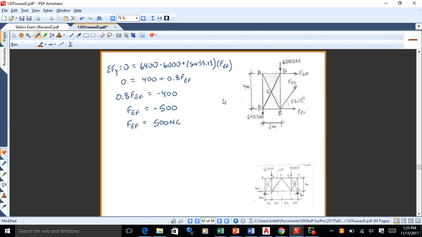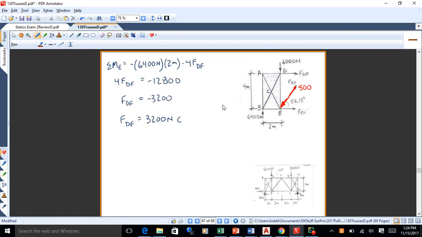So that gets me the first one. Now to get the next one, I think I could take either moments about E or D. I think I took them about E. You could do it either place now because we've already solved for EF. I'd probably take moments about E because I'll have one less term in the moment equation. I'll just have the 6,400 and the FDF, if I take moments about E, because everything else goes right through E. Even the 6,000 up at D goes through E. So that's the next thing I do, if you take moments about there.